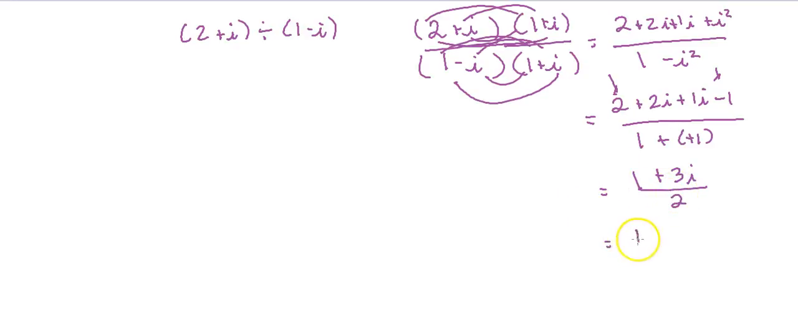And again, you can separate it out to have the 1/2. 2 goes to each one. So I have 1/2 plus 3/2 i, or 3i over 2. So that's it. I hope that helped you.